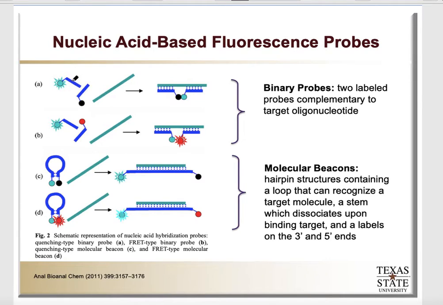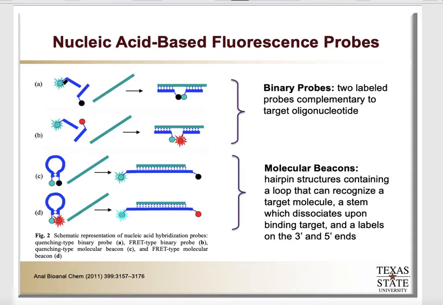Notice that in the first two sets, these are known as binary probes because we have two different strands that are acting as our biosensor. Those two strands have complementarity to different parts of the nucleic acid that we're trying to detect.